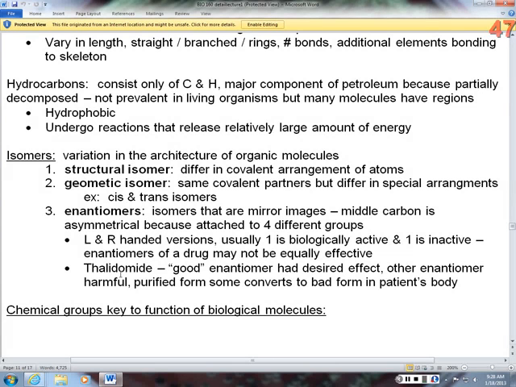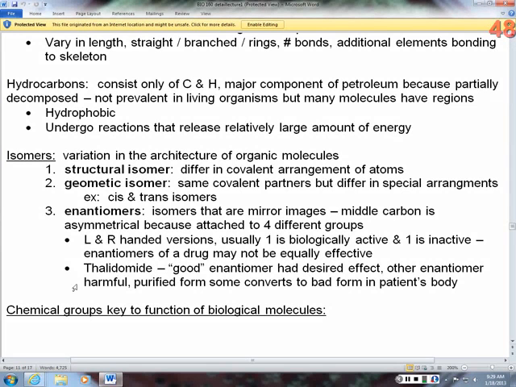And then we can have enantiomers, which are isomers that are mirror images. The middle carbon is going to be its asymmetrical base, and in order for it to be an enantiomer, there has to be 4 different things on it. We refer to them as a left and right-handed version of it, and it refers to how it spins light that is put through it. One is usually biologically active, and one is inactive.